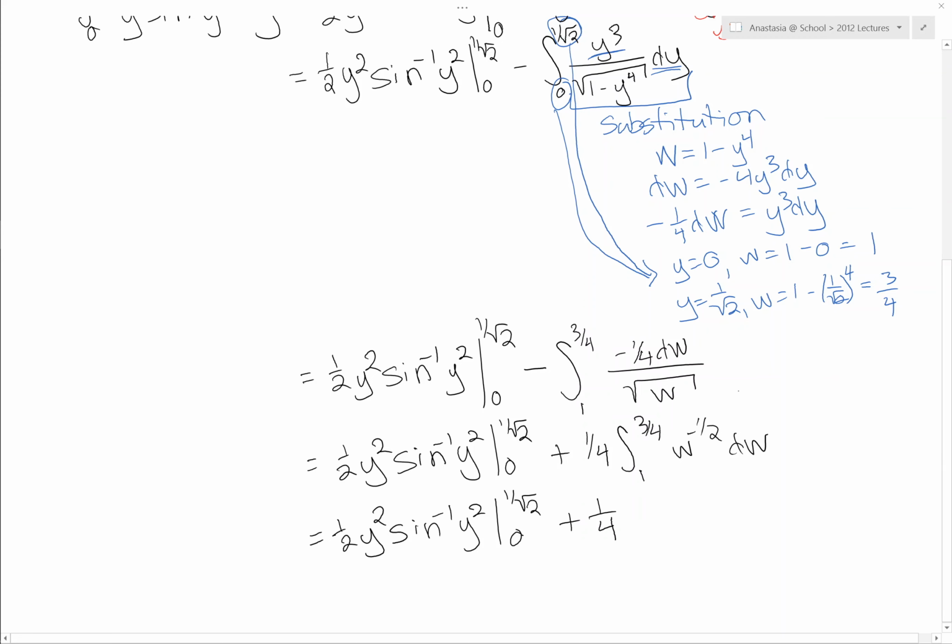Rewriting our constant. When we integrate w to the negative 1/2, we will get w to the 1/2 divided by 1/2, so we're going to have a 2 there that we're multiplying by, and that gets evaluated from 1 to 3/4.